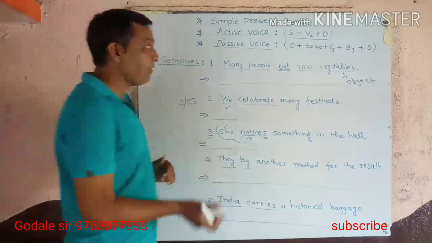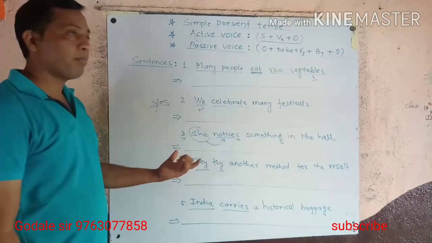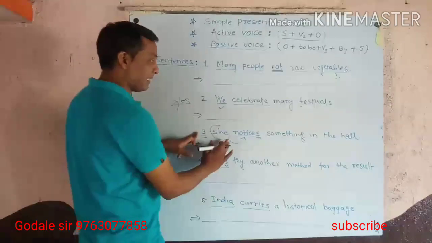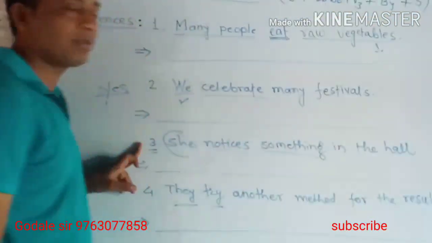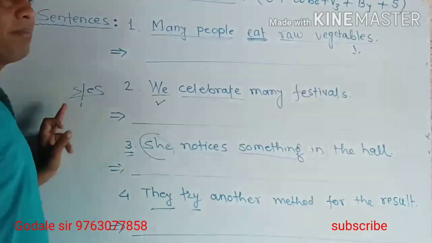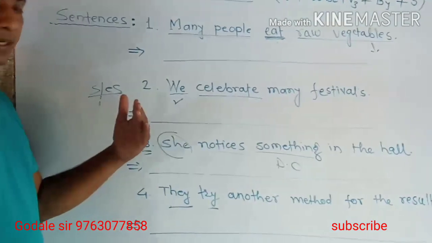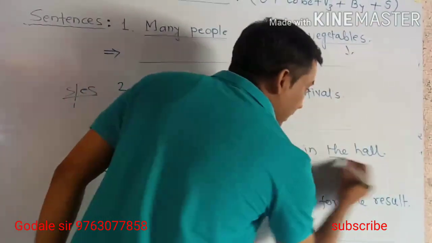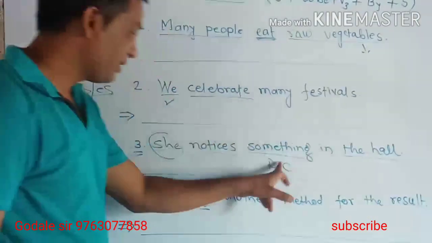Now I will tell you what is a direct object and what is a prepositional object. Look at sentence number three. Here in this sentence, after the main verb, what is there? A noun, something. It's a noun, and it is written exactly after the main verb. Therefore, it is called the direct object. But at the last of the sentence, there is another noun. And what is that noun? The hall. This one is also a noun.